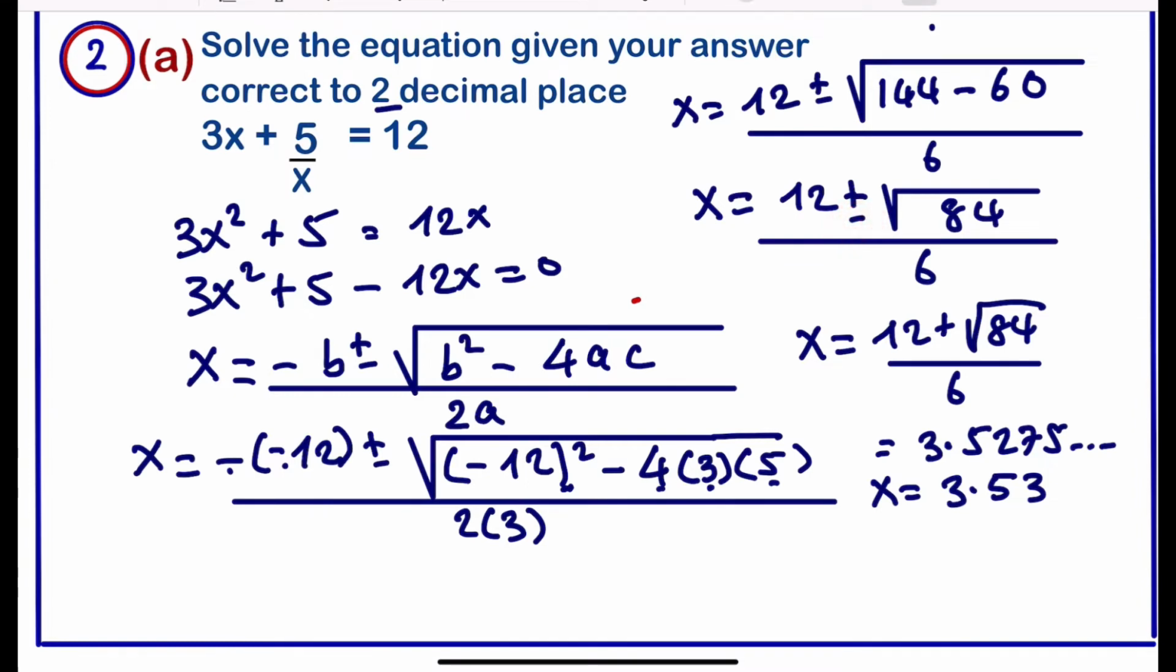Next, we are going to use minus. So if we use subtraction, x will be equal to 12 minus the square root of 84 divided by 6. To 2 decimal places, this will give us 0.47. Let's move to the next question, B.